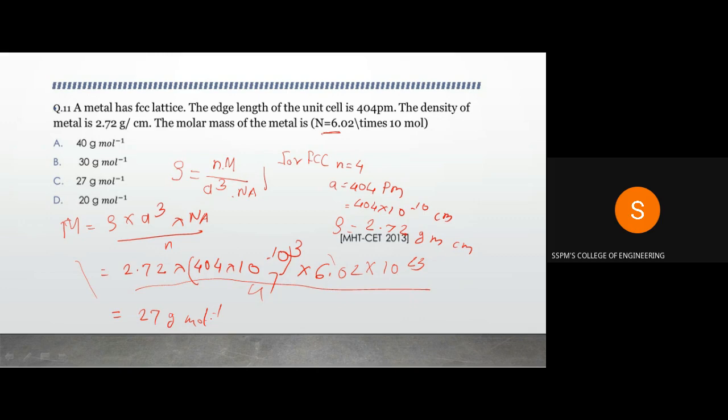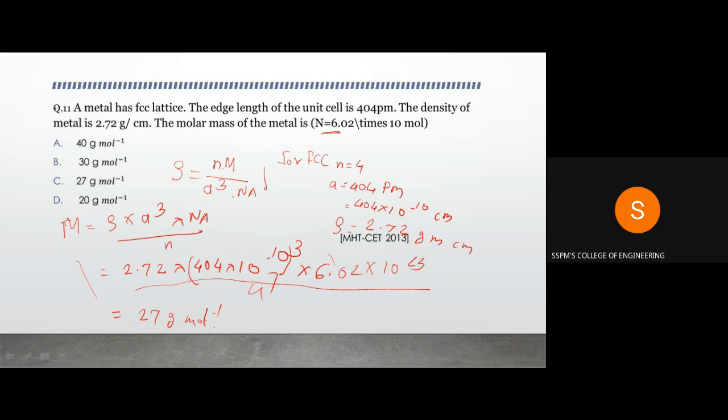Okay, first, find the given data: density is given. For FCC the value of n is equal to 4. a is given, so density is equal to n into M, the molar mass, upon a cube N A. The value of N A is given. So to find the molar mass, M is equal to delta into a cube N A upon n. Put this value in this equation, so we find the value of M. M is equal to 27 gram per mole.